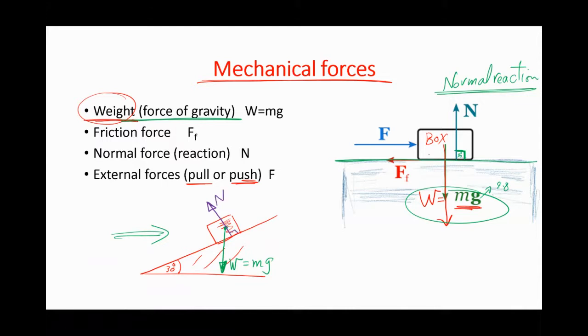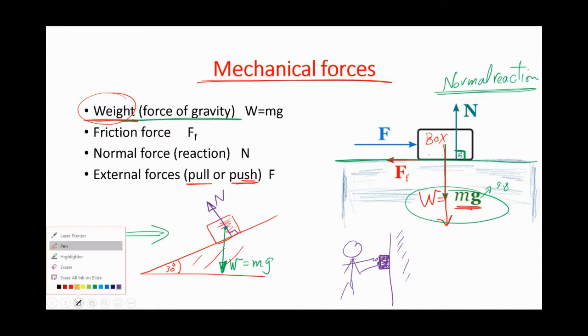This is N. Let's say there is a wall, and let's say there is a small object. You are here and you try to push this small object against the wall. So the wall produces a normal force. This normal force is perpendicular to the surface. So this is also the normal force of the wall.